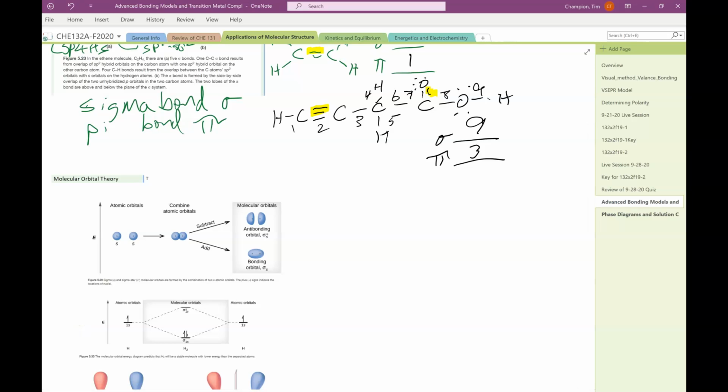Now there's another way of thinking about bonding, and this is one that's different that we haven't talked too much about. It's called molecular orbital, or MO, theory.